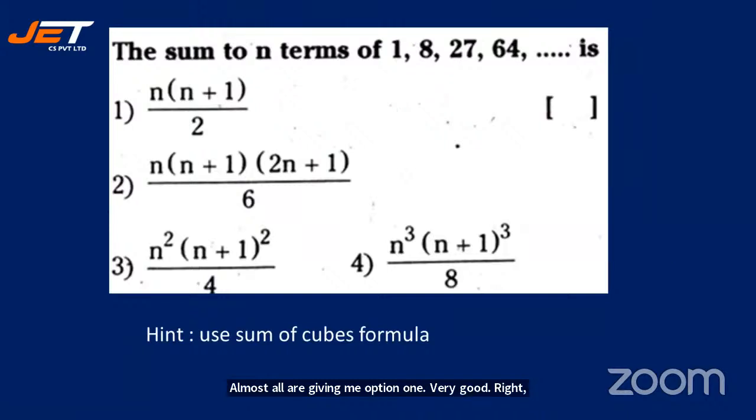The sum to n terms of 1, 8, 27, 64 and so on is dash. Is it n into n plus 1 by 2? Is it n into n plus 1 into 2n plus 1 by 6? Or is it n square into n plus 1 the whole square by 4? Or is it n cube into n plus 1 the whole cube by 8? This is merely a formula, right? So use sum of cubes formula.